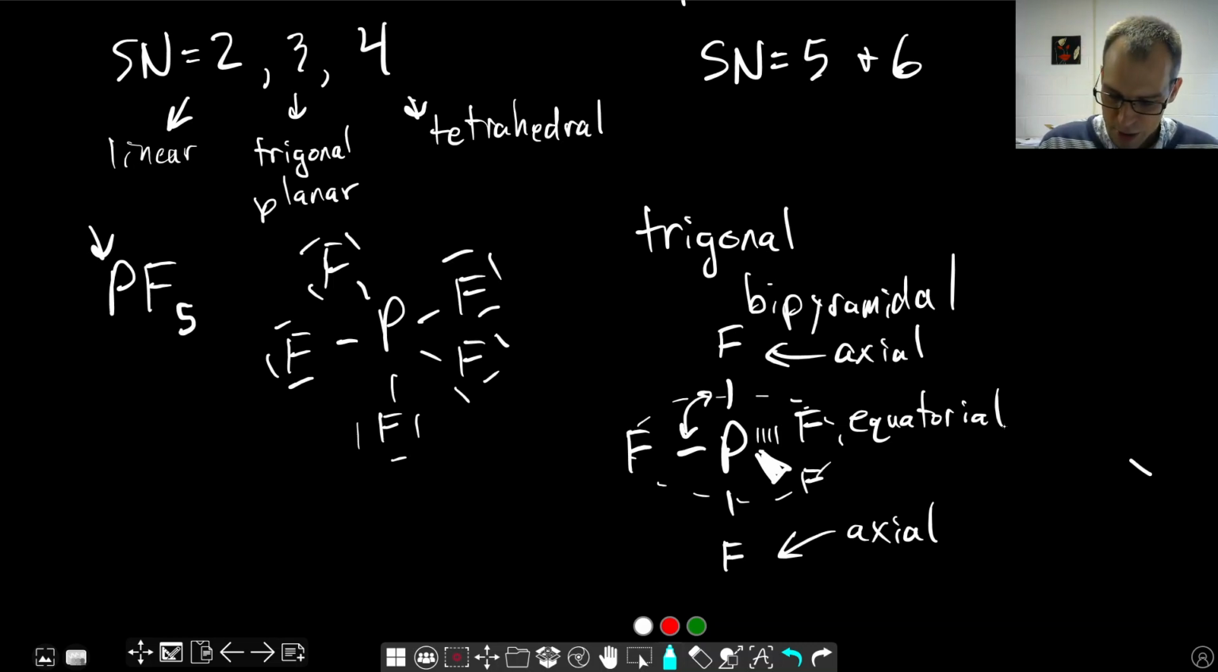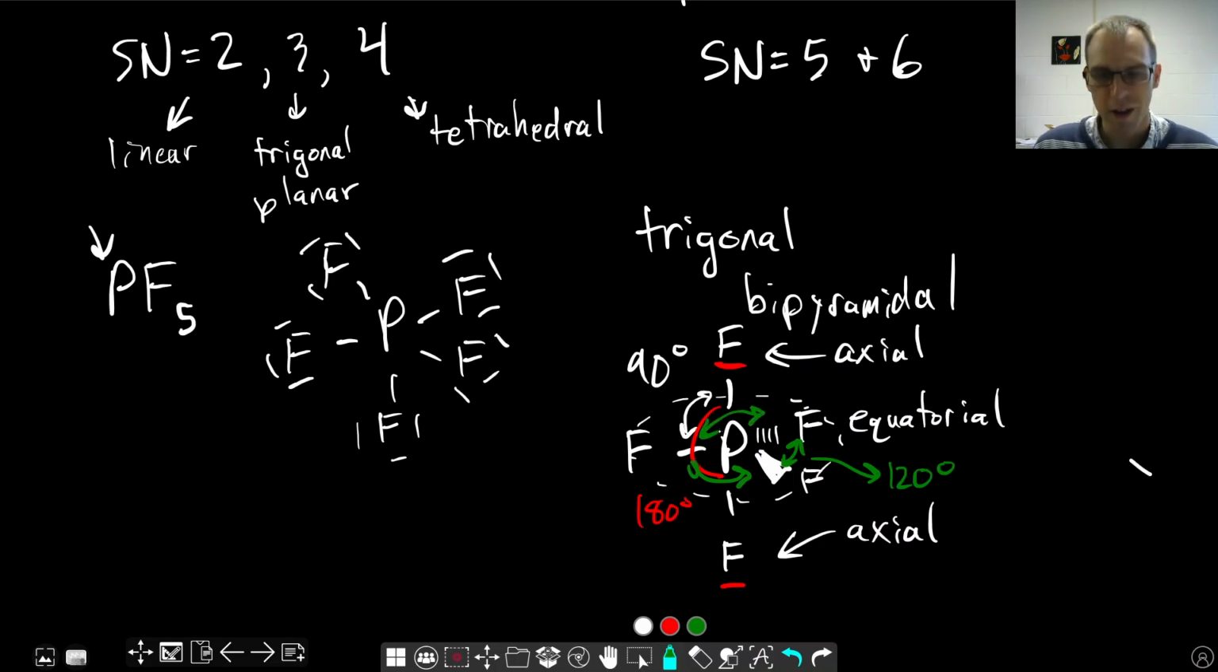So the angle between the axial and equatorial fluorines, in this case, is 90 degrees, and between the 2 different axial fluorines, so the angle from this fluorine up here and this fluorine down here, this angle is 180 degrees. And then the angle between our fluorines that are along the equatorial position here, these are all 120 degrees. So this one as well, and this one as well.